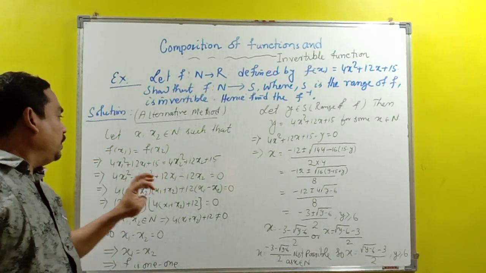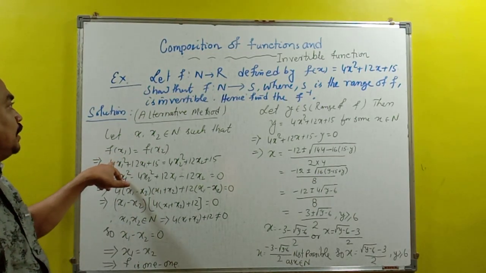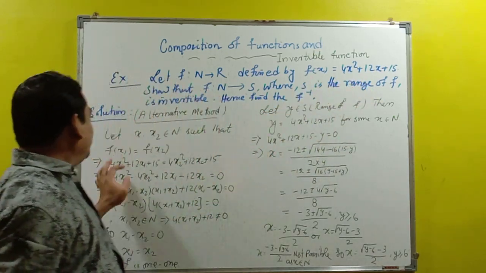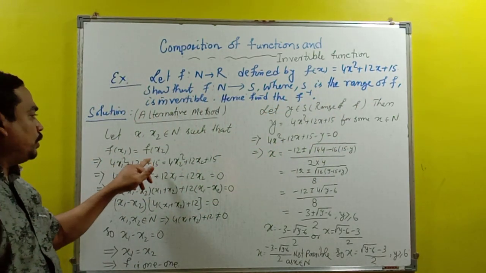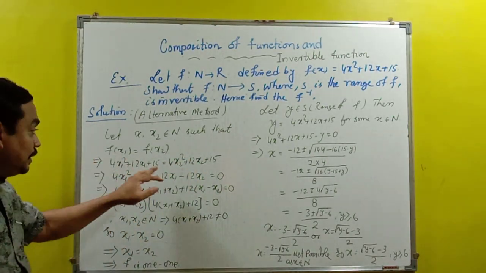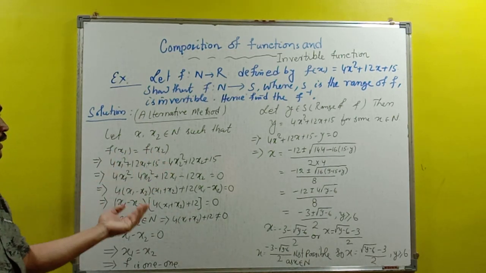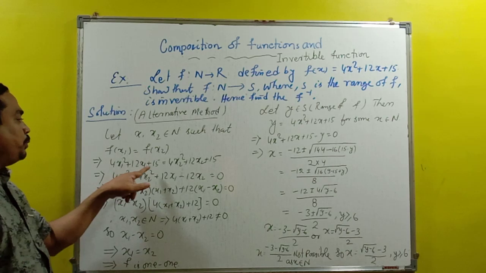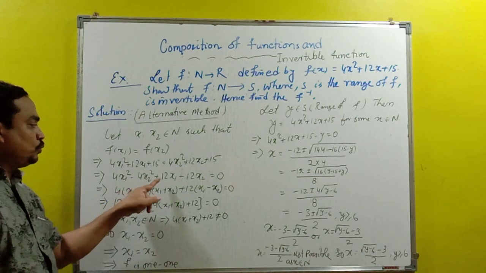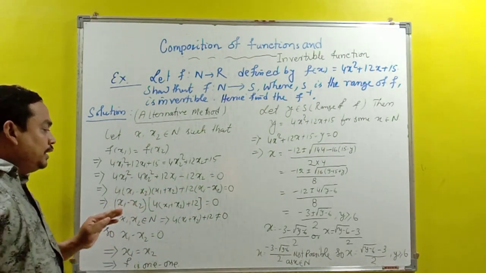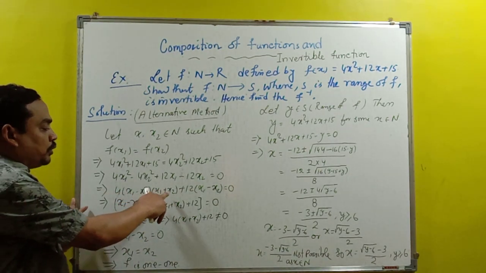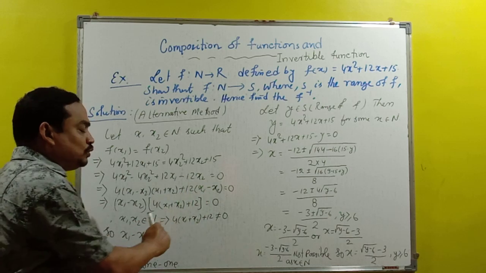So here we have taken x1 and x2 belongs to N such that f of x1 is equal to f of x2. Now this implies, as f of x is equal to 4x square plus 12x plus 15, 4x1 square plus 12x1 plus 15 is equal to 4x2 square plus 12x2 plus 15. Now bring all variables to one side. The 15 cancels on both sides. 4x1 square minus 4x2 square plus 12x1 minus 12x2. Taking common and factorizing, what are you getting? 4 into x1 minus x2 into x1 plus x2, plus 12 taking common, x1 minus x2 is equal to 0.